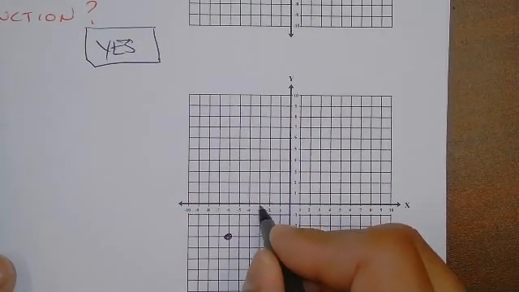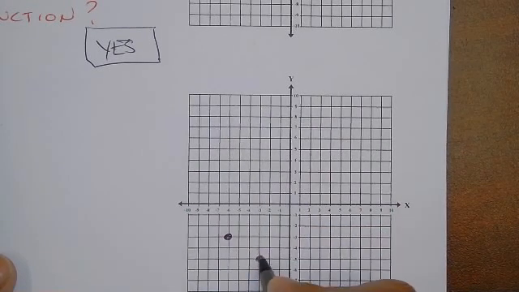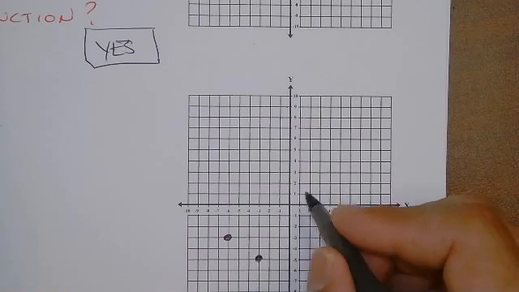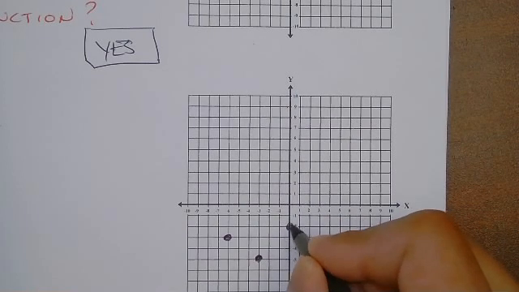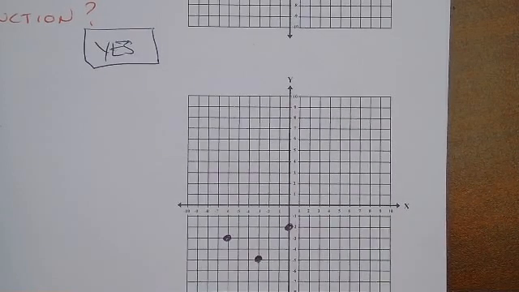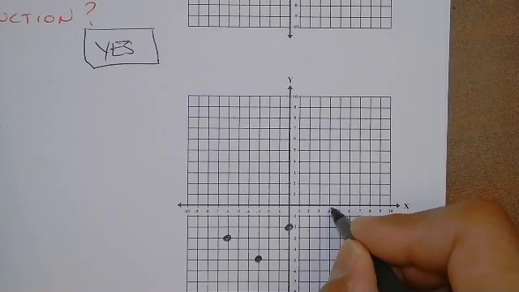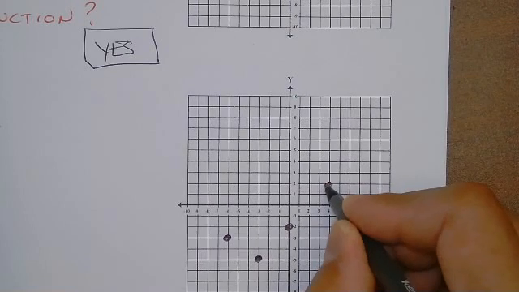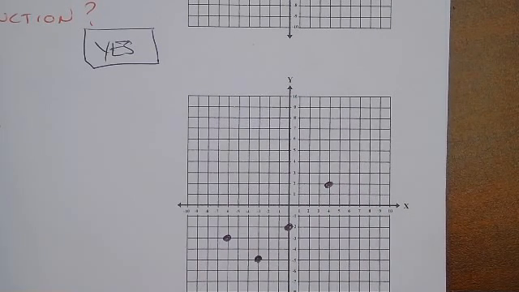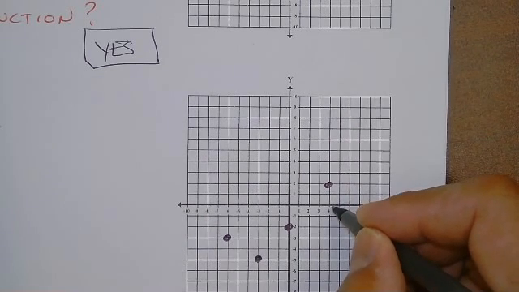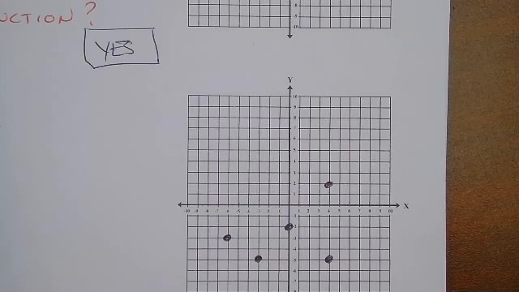-6, -3. Plot -3, -5. Plot 0, -2. Plot 4, 2. And plot 4, -5.